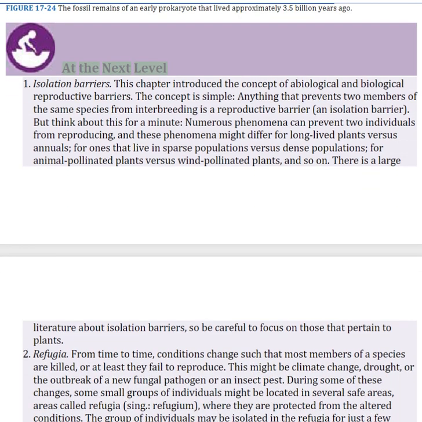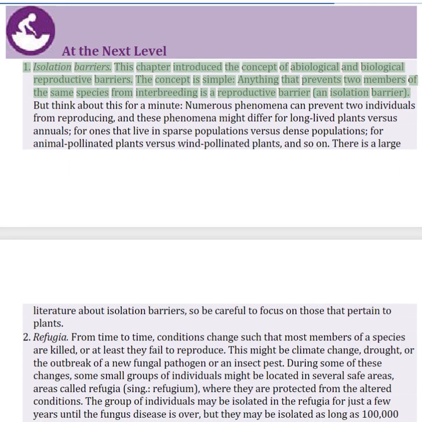At the next level. 1. Isolation barriers. This chapter introduced the concept of abiological and biological reproductive barriers. The concept is simple: anything that prevents 2 members of the same species from interbreeding is a reproductive barrier.